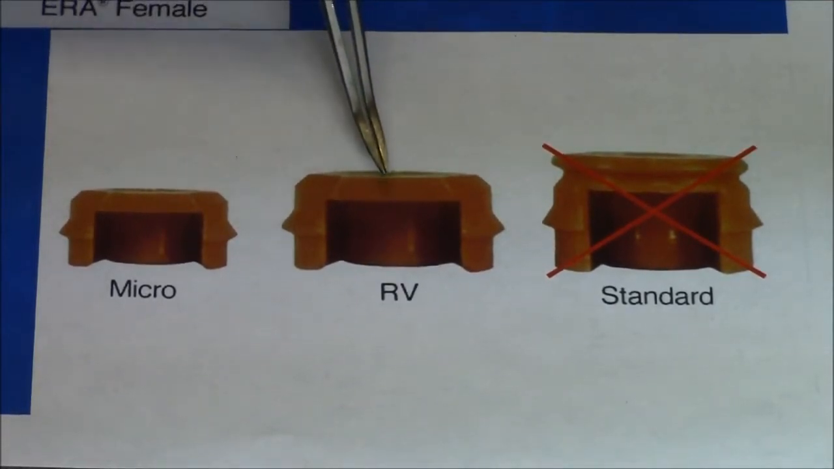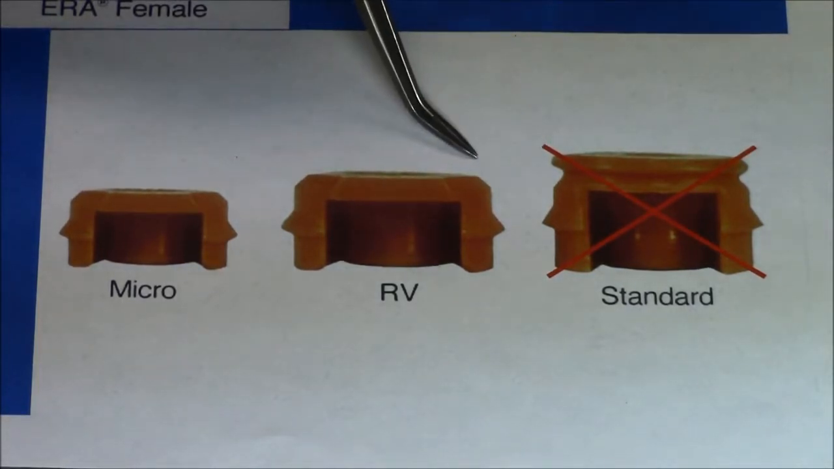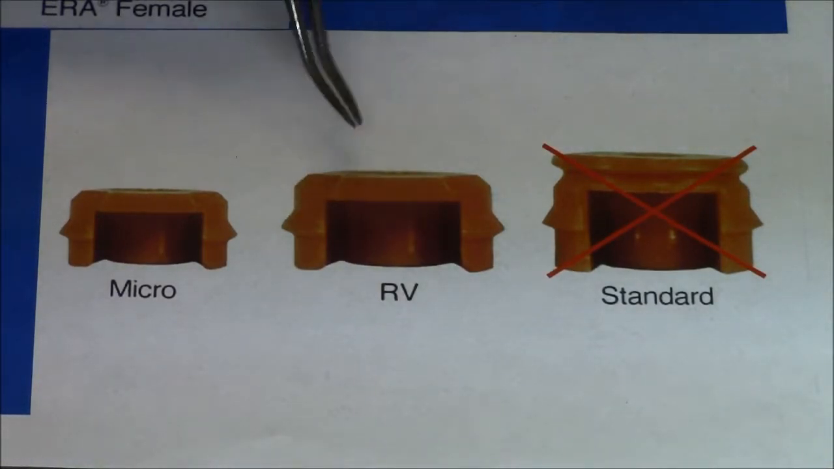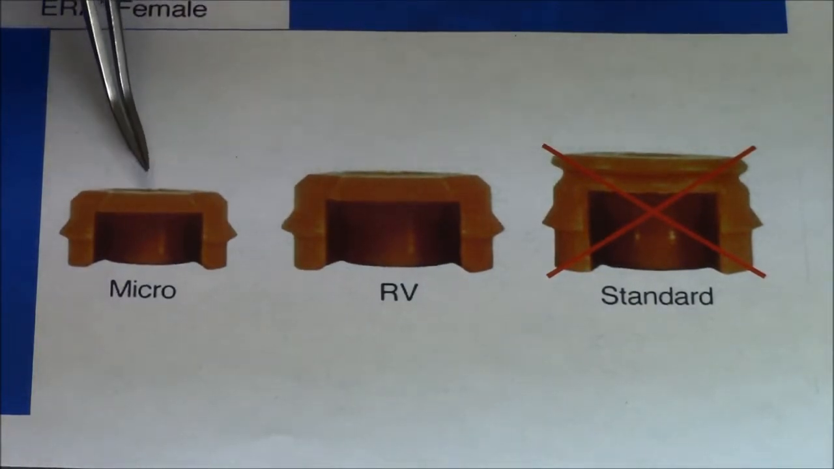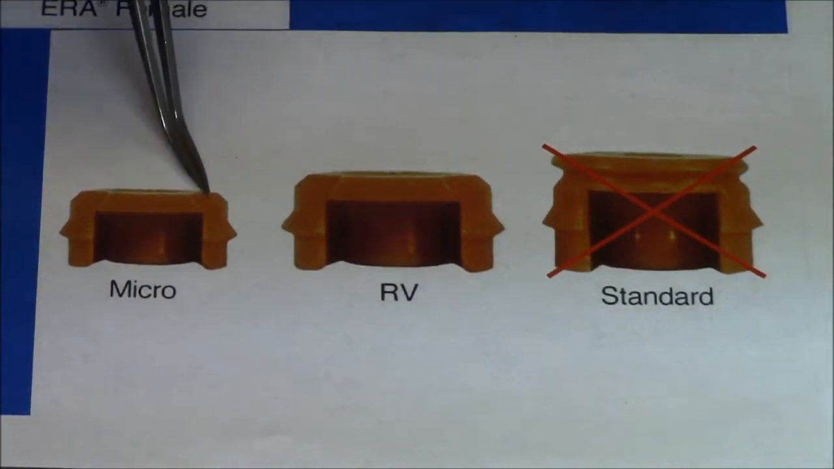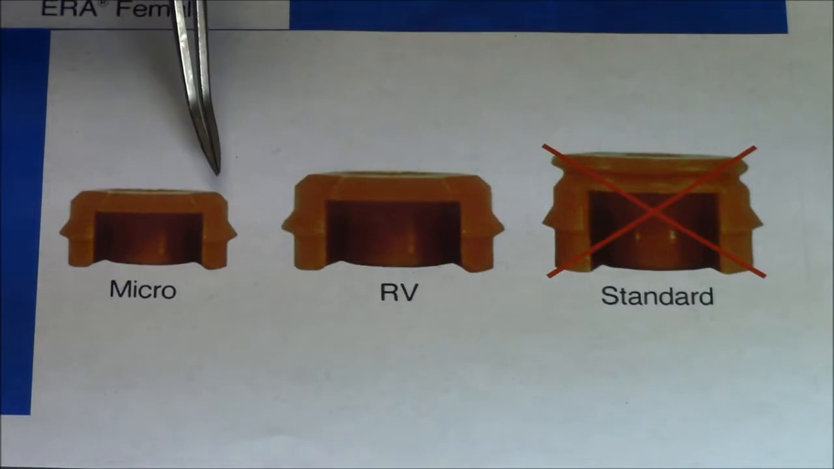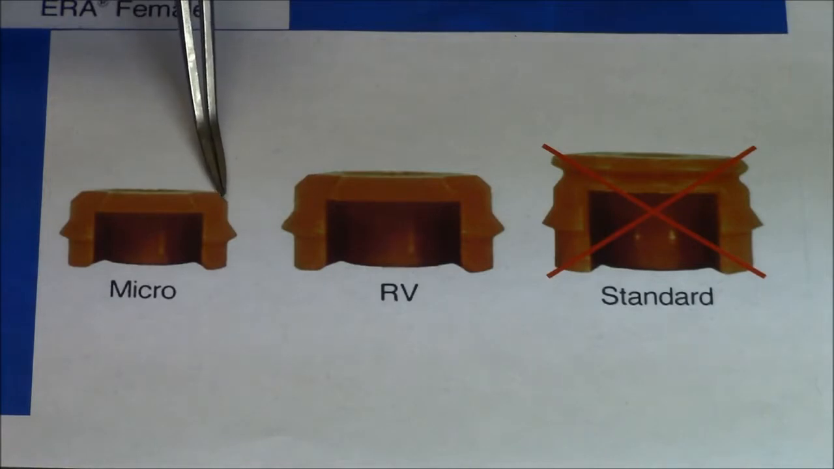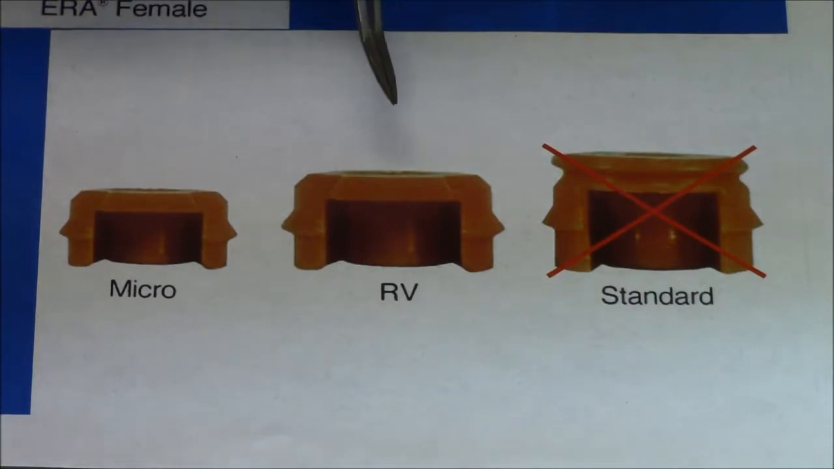The difference between the standard and the micro is just height. In other words, the RV is a ½ millimeter shorter than the standard, but they're the same diameter, the center buttons are the same. The micro, on the other hand, is 20% smaller in all directions than the RV. So what that means is it's another ½ millimeter shorter, but as you can see, the micro is also quite a bit narrower. The outside diameter of the micro is 3.4 millimeters, whereas the RV outside diameter is 4.3 millimeters.